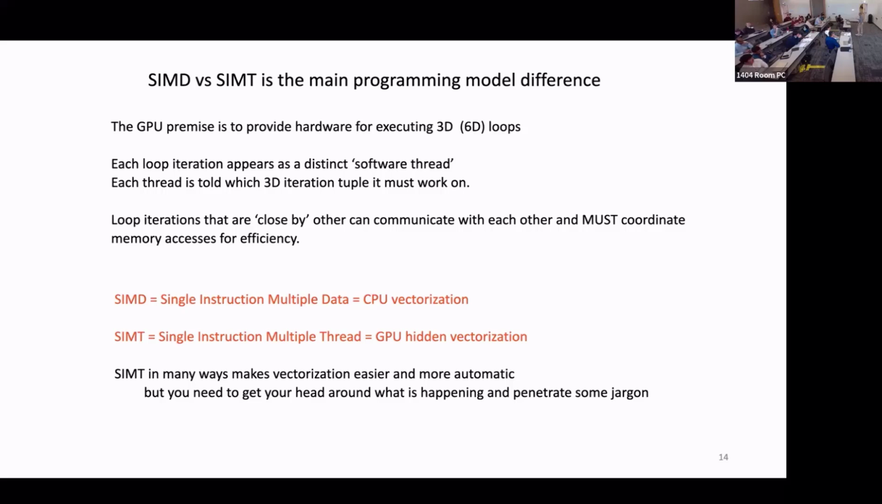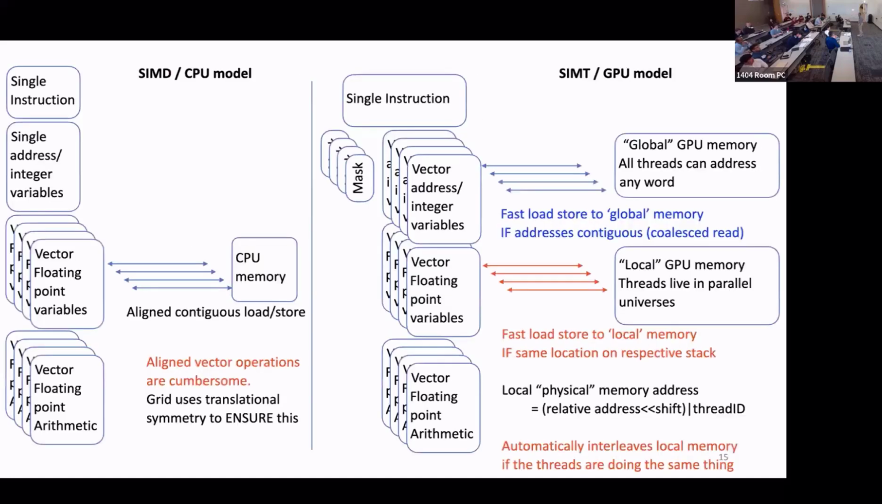Okay, so basically, whereas by default in CPU vectorization you have these vector registers and load the entire vector register, right? And these are automatically contiguous, and they actually say you have to be aligned on power of 2 boundaries for the accesses, right? Whereas the GPU is kind of what I call hidden vectorization, right? And in many ways, SIMT makes the vectorization easier and more automatic, but you need to get your head around what's happening and penetrate some jargon to, I think, truly understand it.